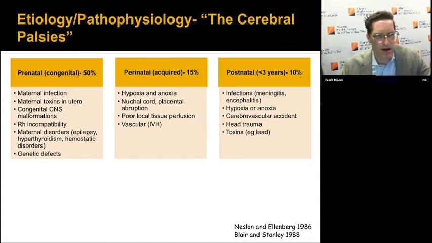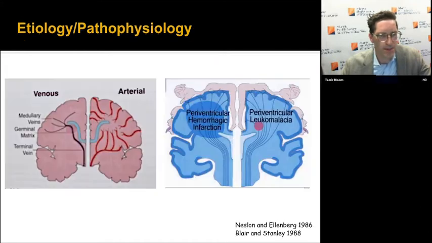And this is much more common than some type of developmental abnormality that occurs. If we look at the cross-section of the brain, the areas that are usually affected are around the ventricles, the periventricular area, and this is related to the blood flow to these areas, as well as the proximity to the ventricles.